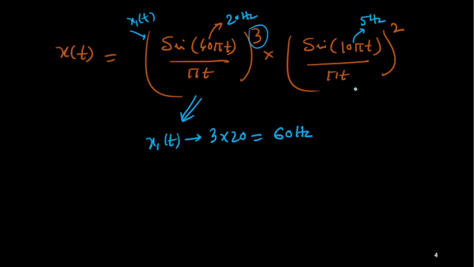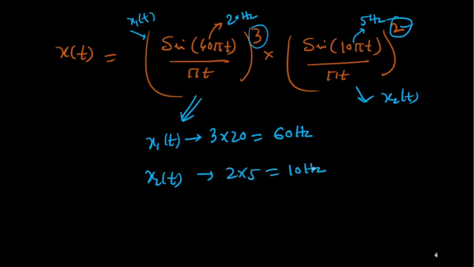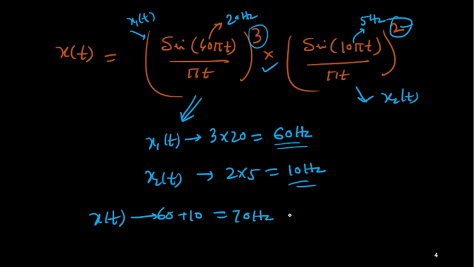And what is the frequency of this one, this x2, with the square? This x2 signal, its frequency will be 2 times, because the power is 2, so 2 times 5 equals 10 Hz. Now again it's a product of these 2. So what will I do? For x(t), what is the frequency? The frequency will be the addition of these 2. So 60 plus 10 is 70 Hz. So 70 Hz is the maximum frequency of this signal x(t).